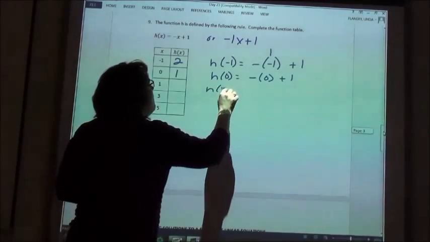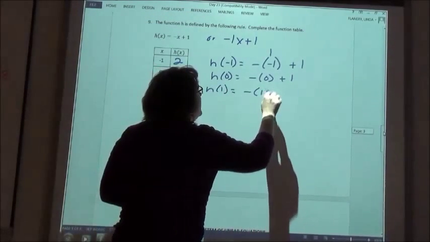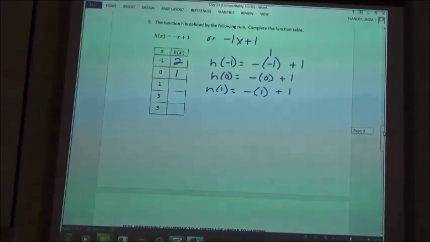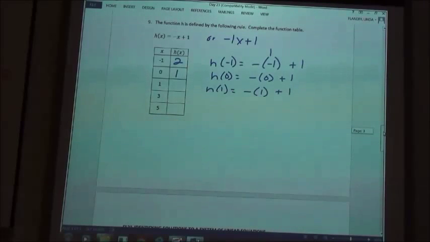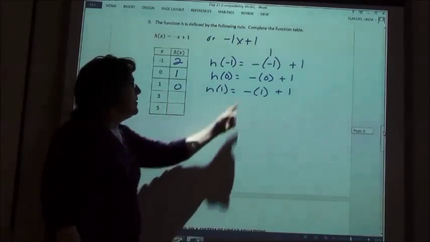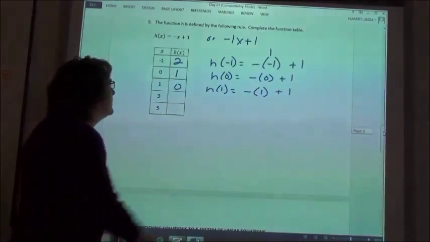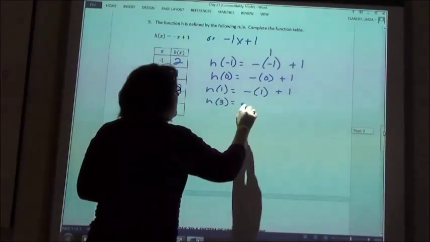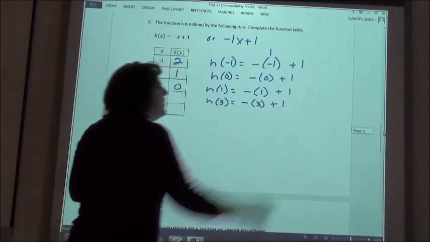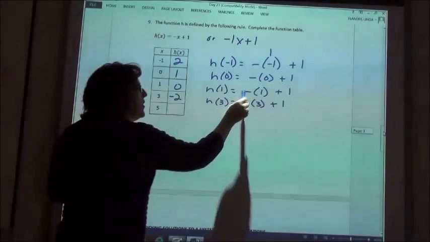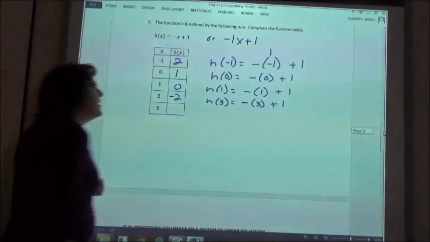And we're going to do h of 1. So I have minus, and then in parentheses is 1, plus 1. If I figure that out, I get an answer of 0. Right? Negative 1 times a positive 1 makes that negative 1, and a negative 1 plus 1 is 0. h of 3: minus a 3 plus a 1. So I would get an answer of negative 2. Negative 1 times 3 is negative 3, and negative 3 plus 1 is negative 2.